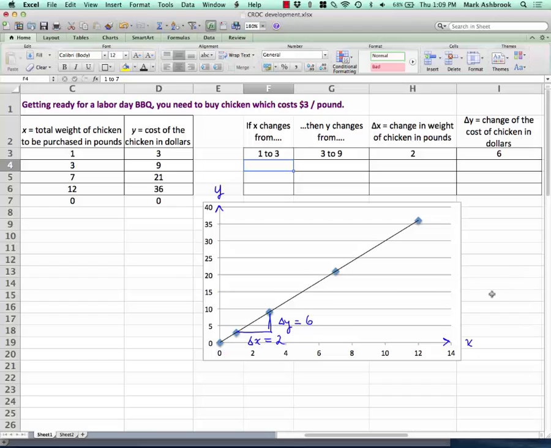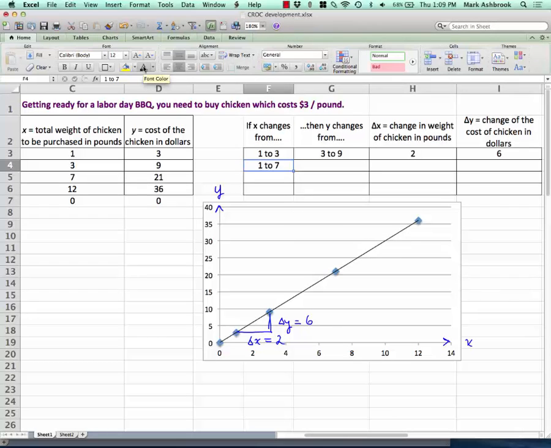Okay, so this is representing a change in x from 1 to 3, delta x equals 2, a corresponding change in y from $3 to $9, which is a change of $6, and that's how we can show it on the graph. This is pre-calculus. This is all in calculus here, so we've got to understand this.